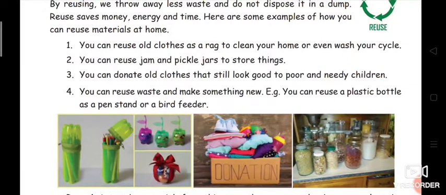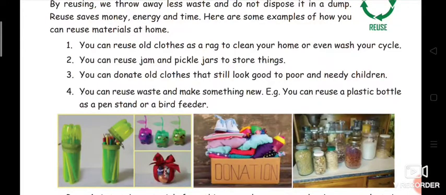After completing the pickle jars, what you have to do, you have to wash it off and we can reuse that jars. Okay, third point, you can donate old clothes that still look good to poor and needy children. We can also reuse your old clothes by giving that old clothes to poor and needy children.